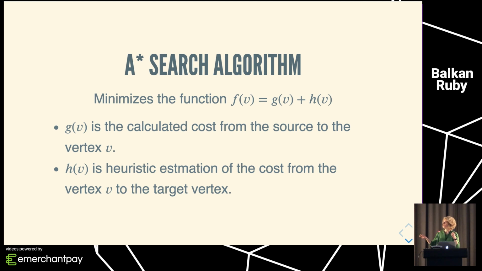So when we are at some position in our graph, at some vertex, we know the distance from the source to this vertex because we already calculated it and it's the correct value. But then also we have this heuristic estimation that gives us an idea how far we are from the target. So combining these two pieces of information, we can find the shortest path faster.